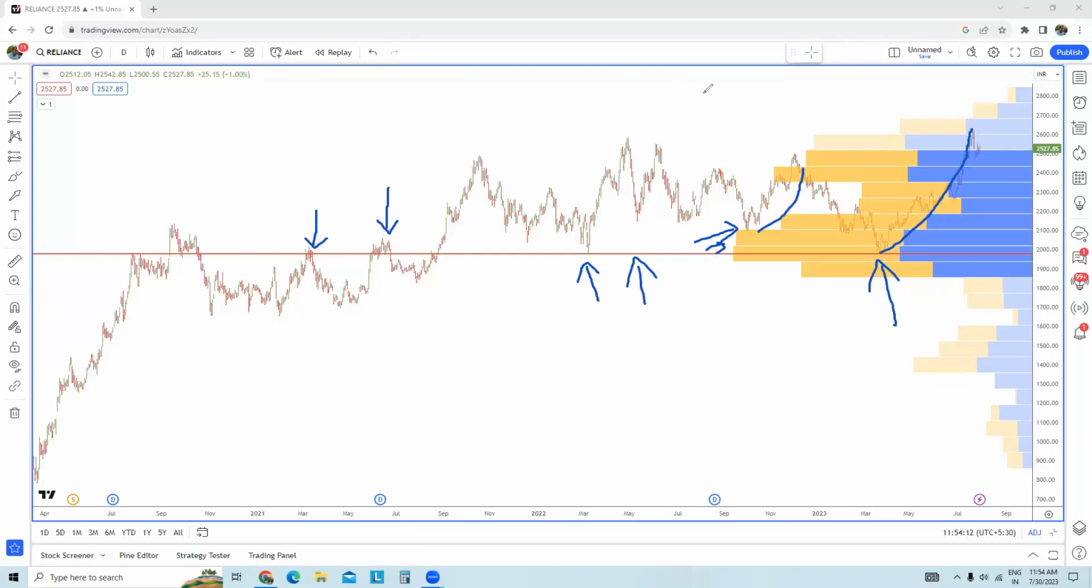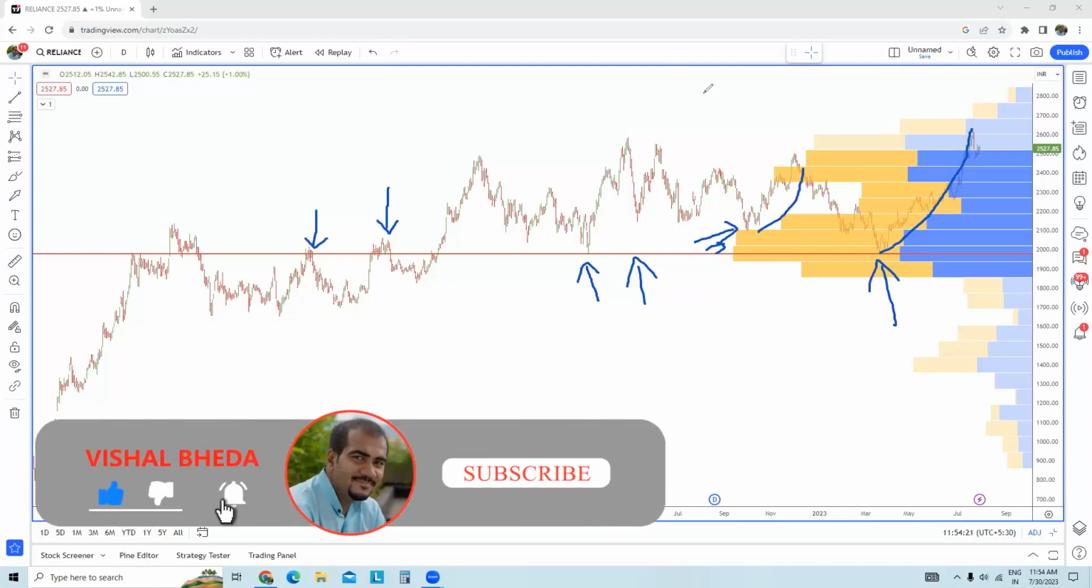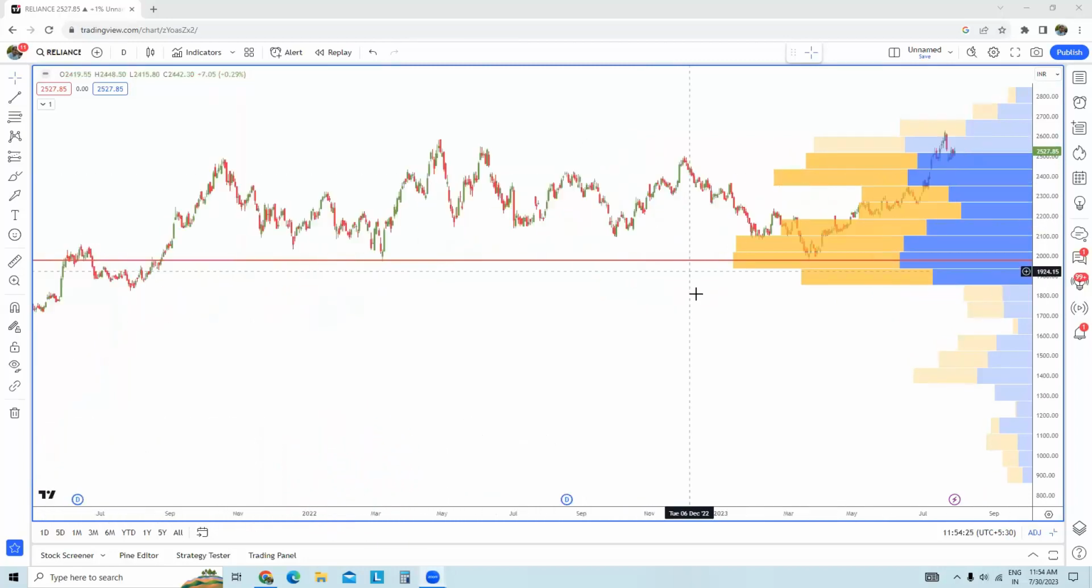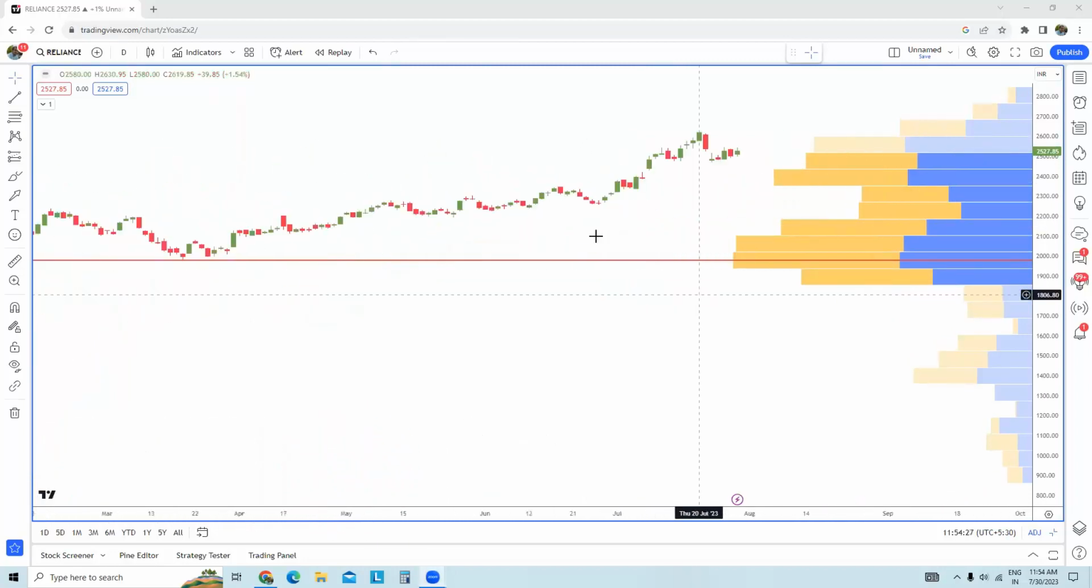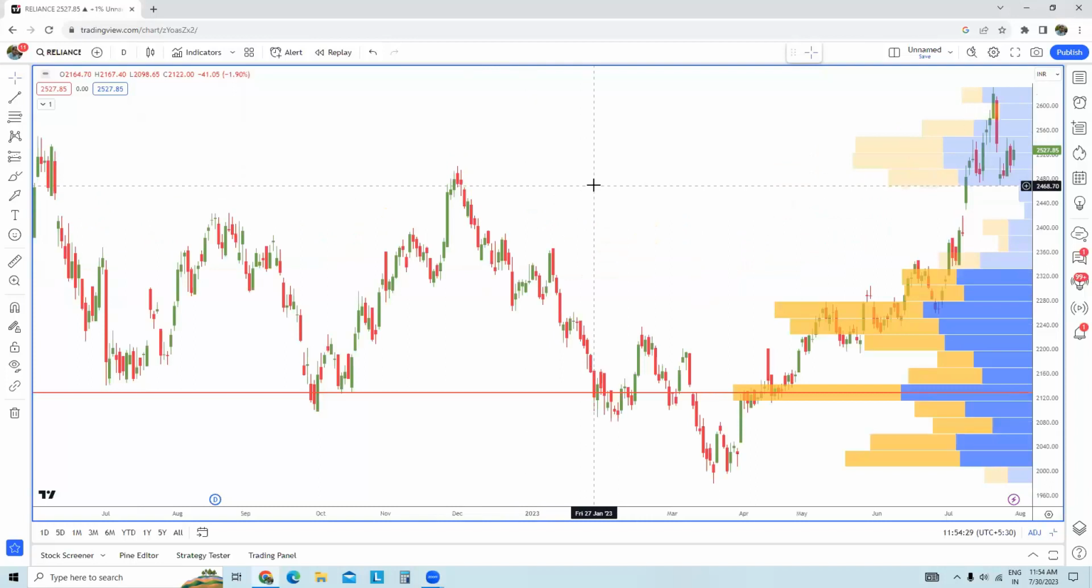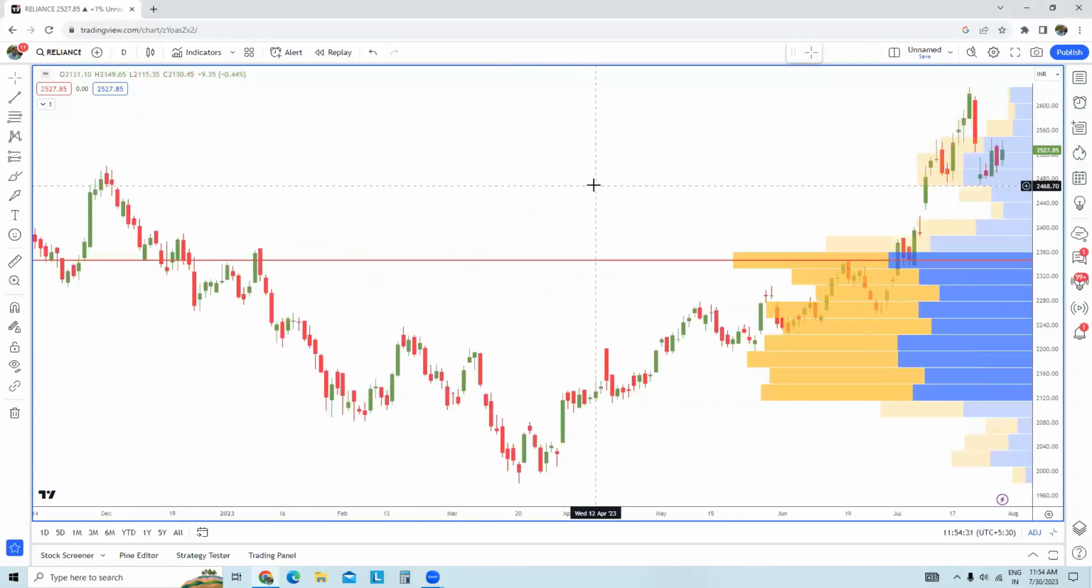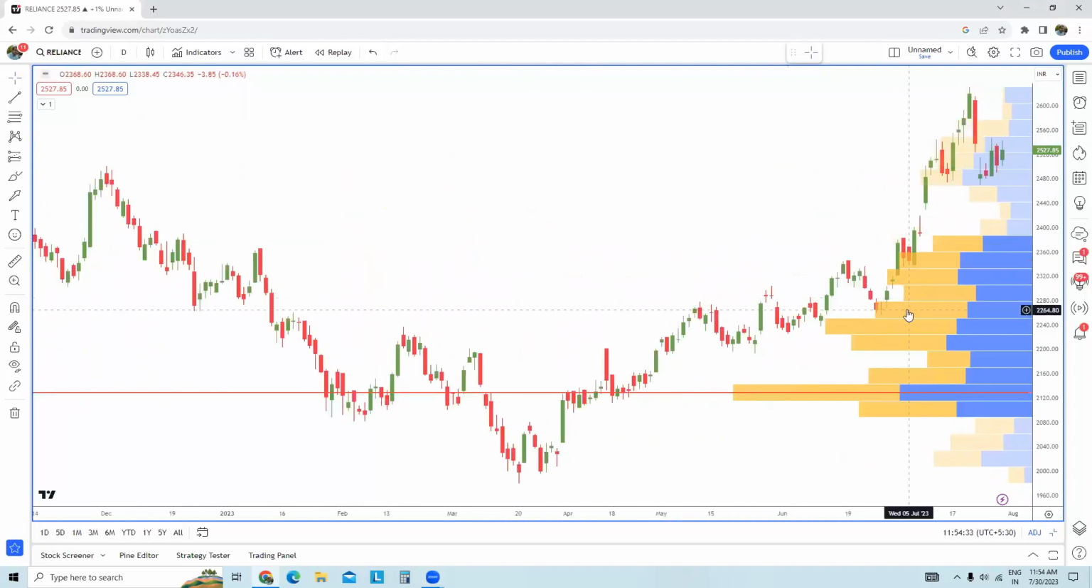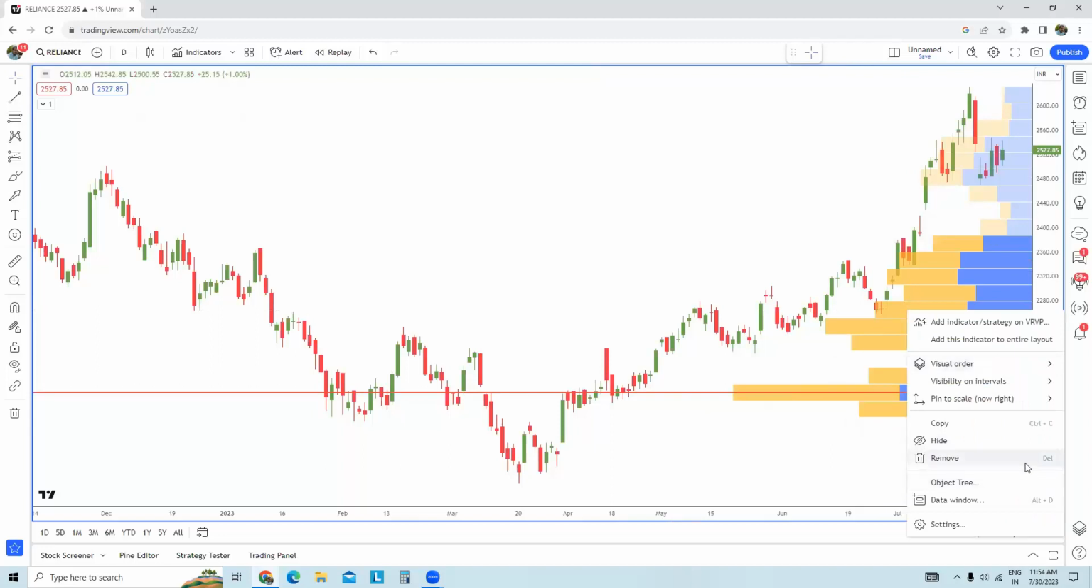Right? So this is a way to use volume profile, but according to me, this looks a little bit too much on the screen for my eyes, for my comfort. So this is not the way I use volume profile. There is nothing wrong in that, my friends. There is nothing wrong, but this is not the way I use volume profile. I'll show you how I use it.